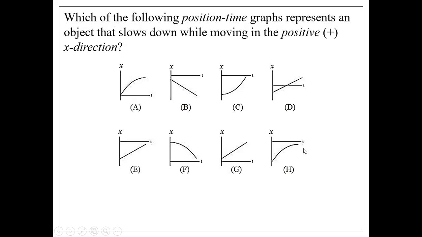So for this particular graph, choice A and H, if you look at it, they're really the same shape that's been shifted down or up depending on your perspective. The fact that I'm looking for slowing down, I need a graph that becomes more and more gradual. It levels off, okay? So for this one, A and H are your answer choices.